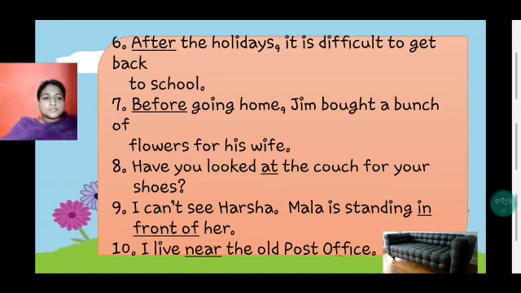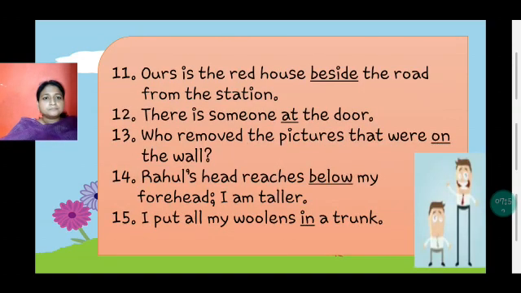I can't see Harsha. Mala is standing in front of her. I live near the old post office. Ours is a red house beside the road from the station. There is someone at the door. Who removed the pictures that were on the wall?